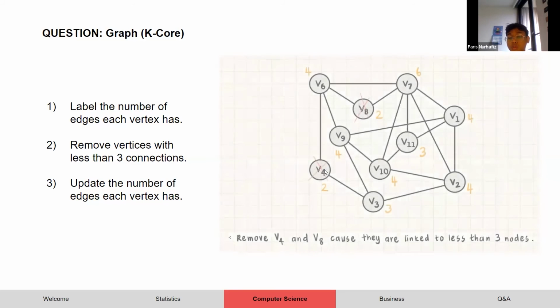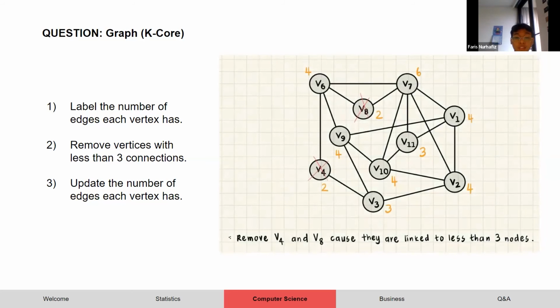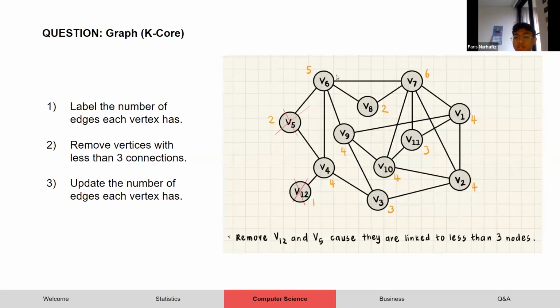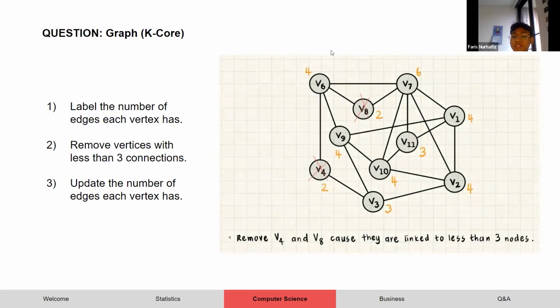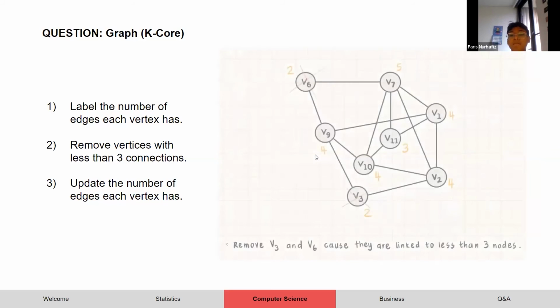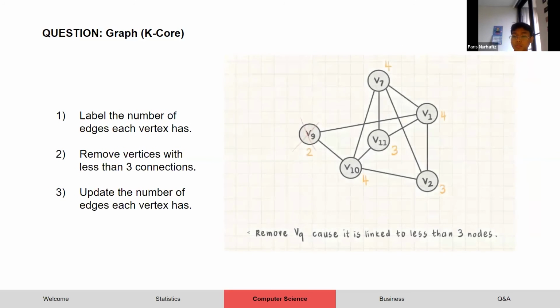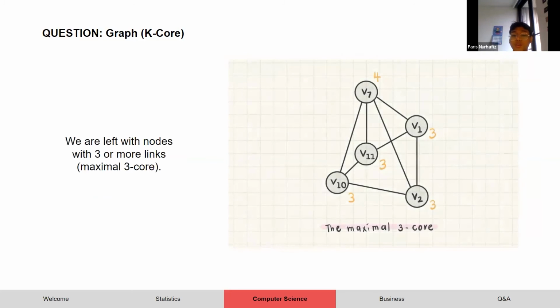And when we remove them, we want to update the successor nodes with their new degree. So we can see in the previous section, V6 has 5 edges, or a degree of 5, but now when we remove V2, V6 has 4 edges instead, and that is the updated degree. And we repeat this process recursively until we are left with one graph that only consists of nodes connected to 3 or more edges. So at the end, we are left with the maximal 3-core. And that wraps up the question part for computer science. Thank you.